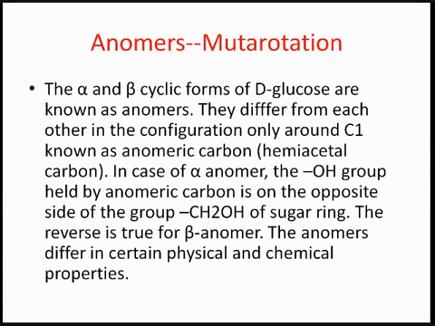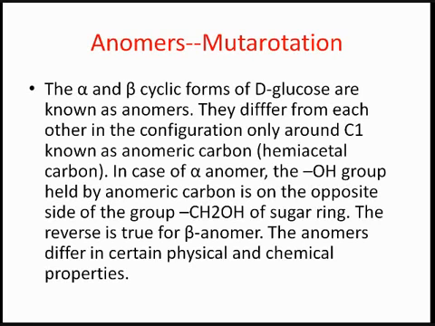Now let us see. I already briefly told you what anomers are and what mutarotation means when we studied the hemiacetal and hemiketal. Let's review again. The alpha and beta cyclic forms of D-glucose are known as anomers. What is the meaning of this? The alpha D-glucose and beta D-glucose are anomers to each other. Why? Because they differ from each other in the configuration at carbon 1, which is known as the anomeric carbon.